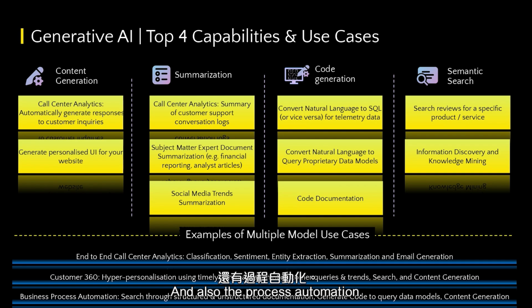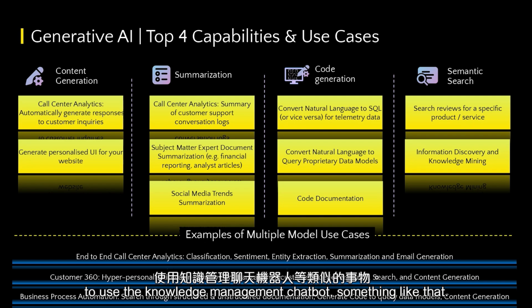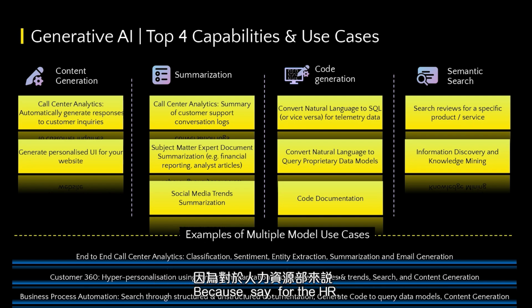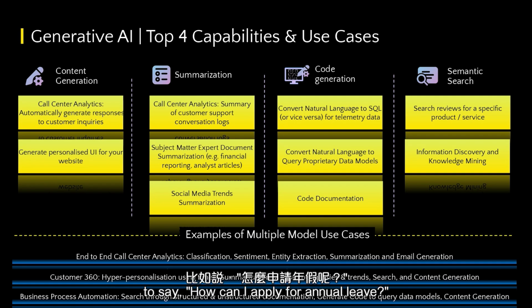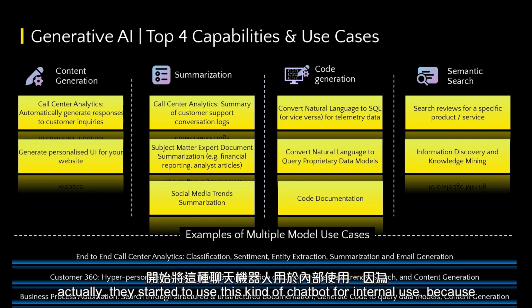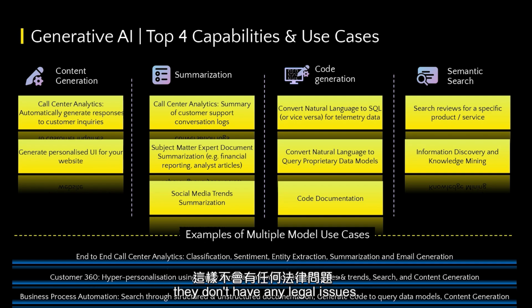Also business process automation: a lot of companies use knowledge management chatbots. For example, HR doesn't want to answer so many simple questions like how to apply for annual leave, and they don't want staff to just look at the staff handbook, so they have to answer each email one by one. A lot of clients in Hong Kong have started to use this kind of chatbot for internal use, because they don't have any legal issues, as it is only for internal use. So that's the use case.